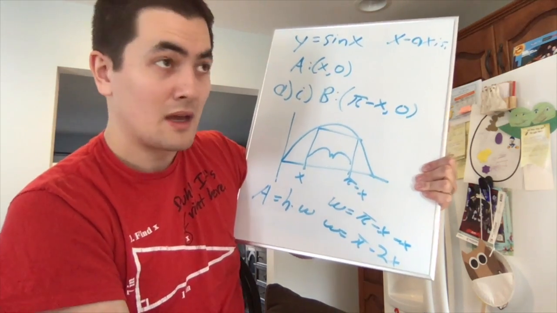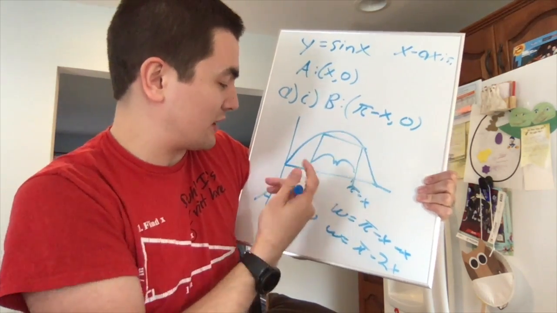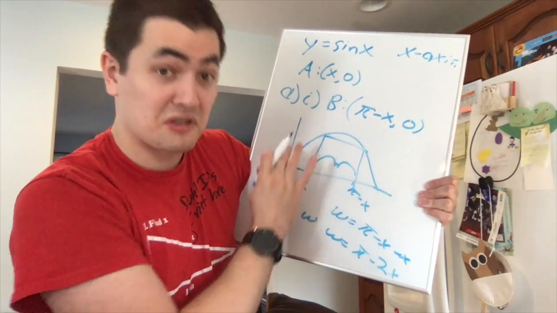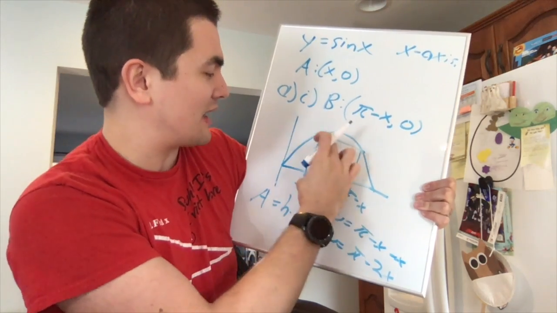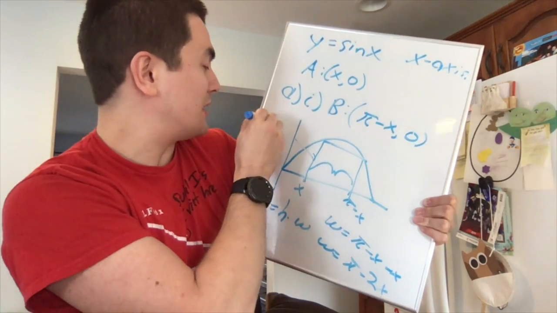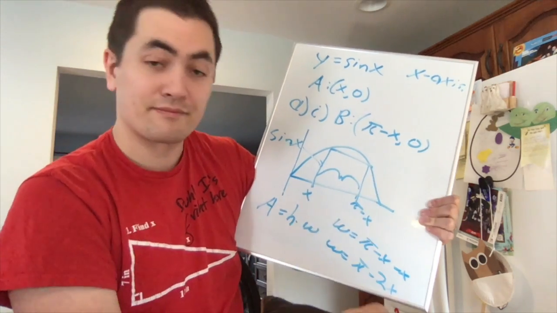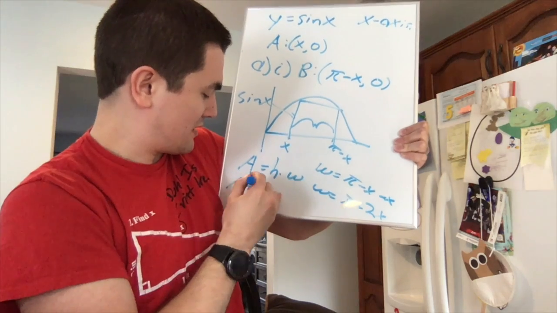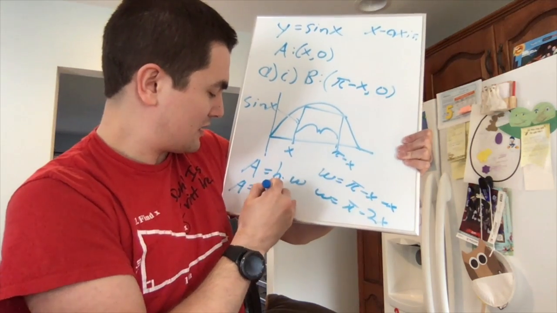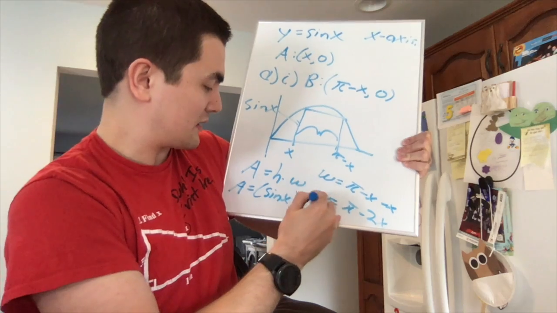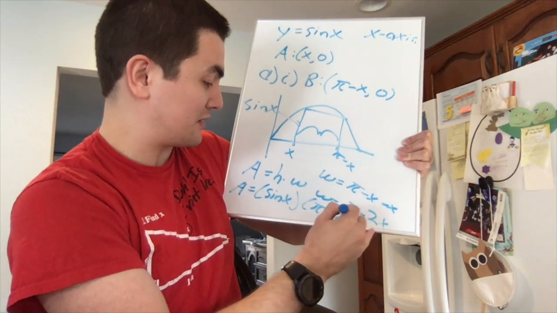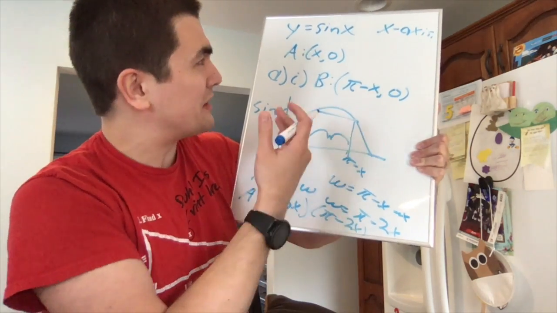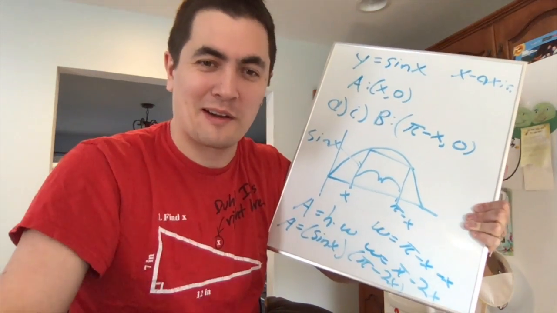Okay? Now, what would be the height of this rectangle here? Well, if this is x and this wave is sine of x, then that means that the height here has to be sine of x. So that means that the area of this rectangle has to be sine of x times pi minus 2x. And that's the answer to A2. I'll clean this up with the power of movie magic here.